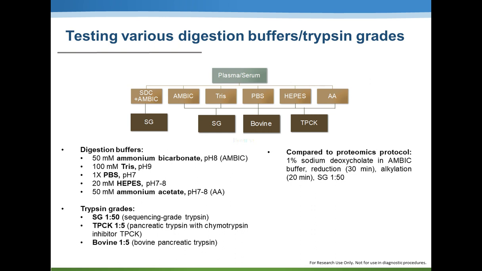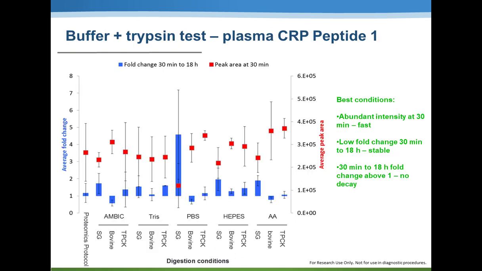We also compared with the proteomics protocol that includes using SDC salt in AMBIC, reduction, alkylation, and sequencing grade trypsin for digestion. And each buffer and trypsin combination was digested for half an hour and also 18 hours. And finally, about 5 to 10 micrograms of protein sample was injected to the mass spec.